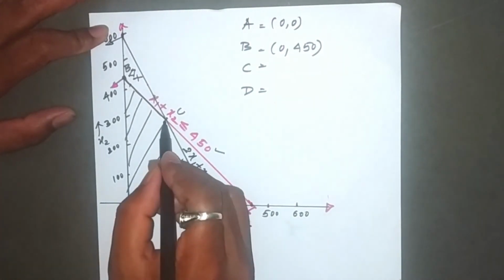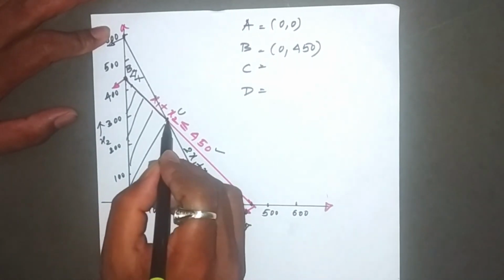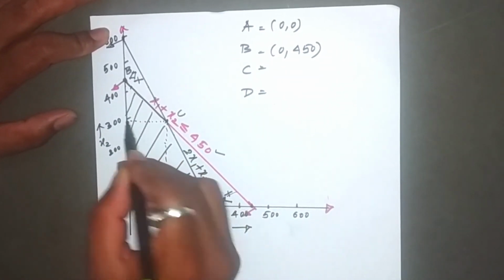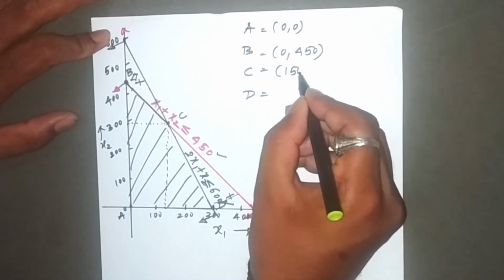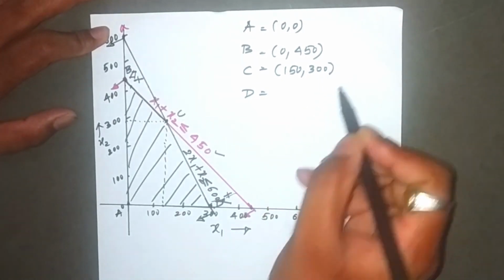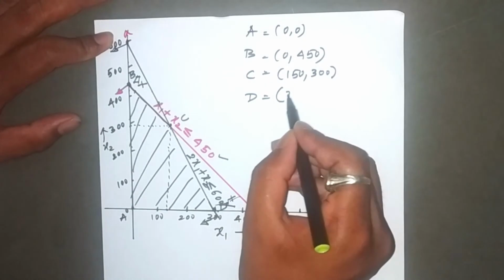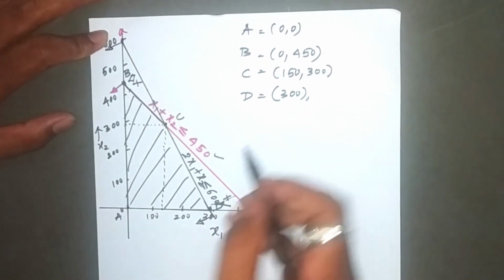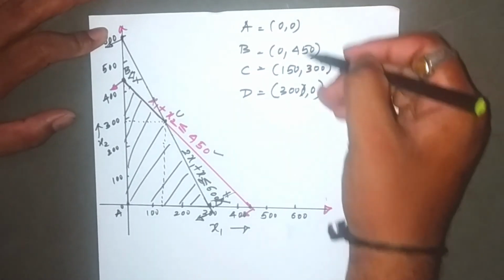Similarly, the C coordinates is this one. For C, you see what the value of x1 is here and what the value of x2 is over here. By the graph I come to know that the x1 value is 150 and the x2 value is 300. The D coordinates is this one: the value of x1 is 300 and the value of x2 is 0. So this is 300 comma 0. These are the coordinates of the feasible region.